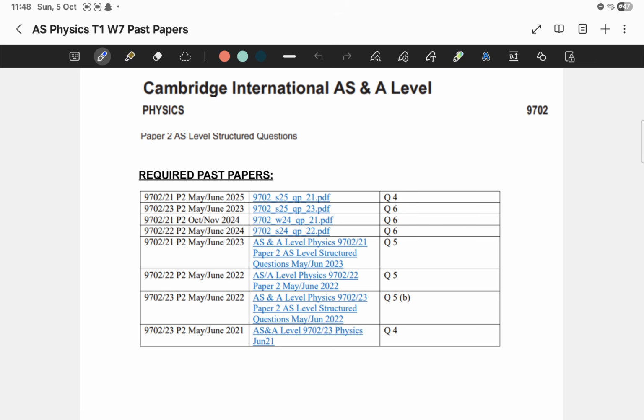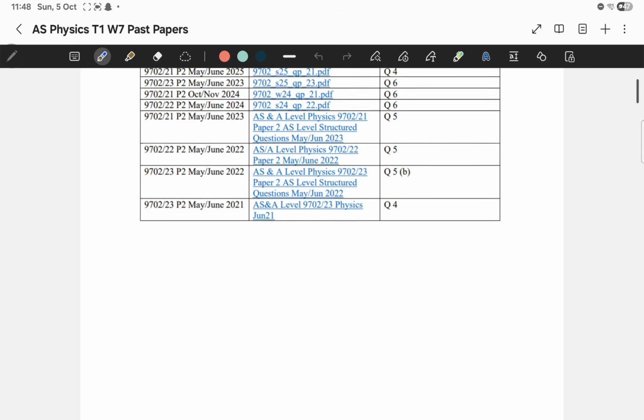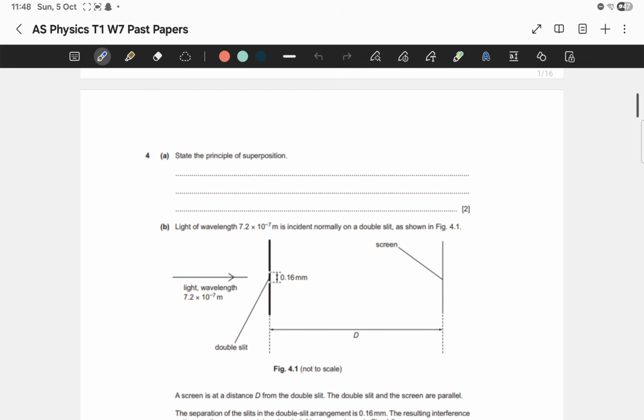Anyway, so these are the past papers that are included. We have 8 of them. They are all in this file that I've compiled, so I will be going through all of them. Now, we start off with the first question, which is actually the fourth question. State the principle of superposition.